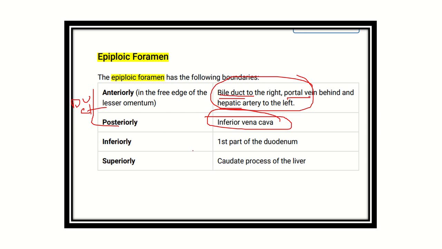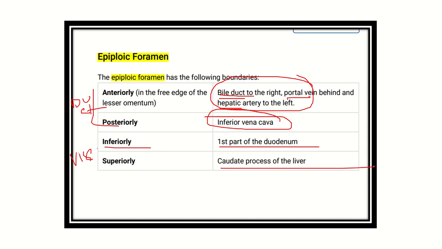But superiorly and inferiorly they are the viscera. Inferiorly it is the first part of the duodenum, and superiorly the quadrate process of the liver. So for the epiploic foramen, first of all, the boundary is important.